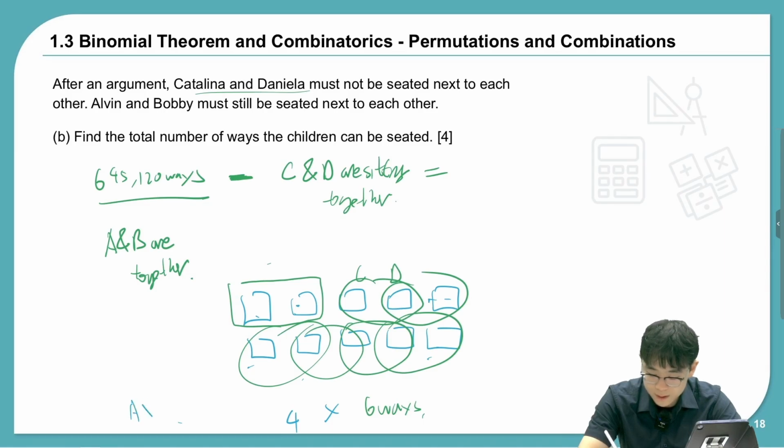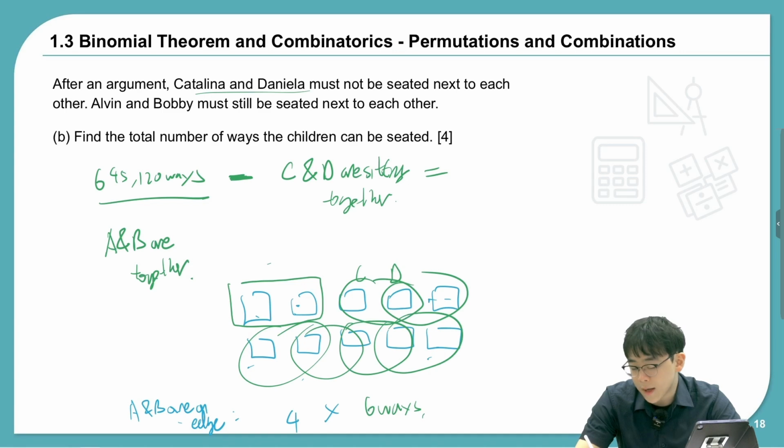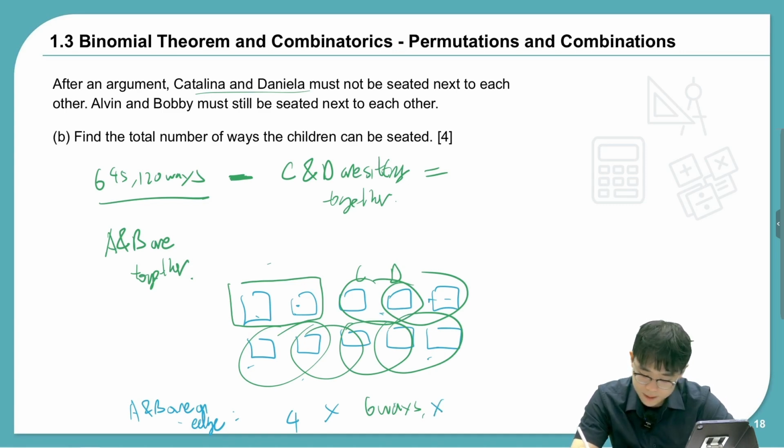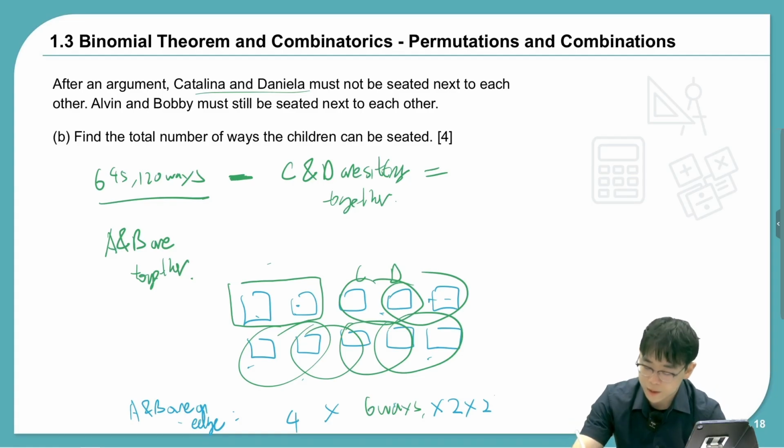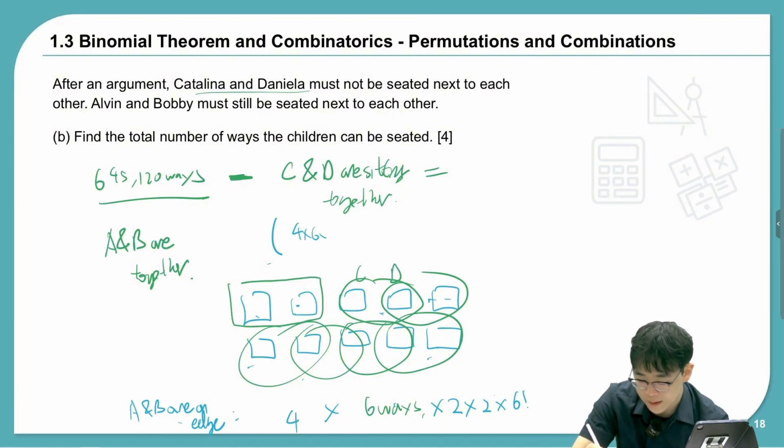So we can say this is the case where A and B are on the edge. Right? And then C and D can take 6 seats here, and then Alvin and Bobby can change their order, and C and D could also change their order. Right? And then we would have the remaining children, right? 6 children taking 6 seats. Right? So the number of ways that Catalina and Daniela would be sitting together if Alvin and Bobby are on the edge seats would be 4 times 6 times 2 times 2 times 6 factorial.